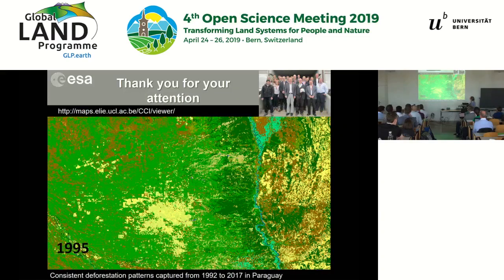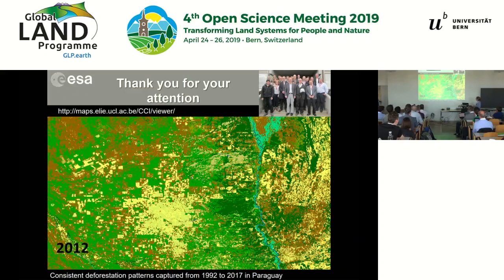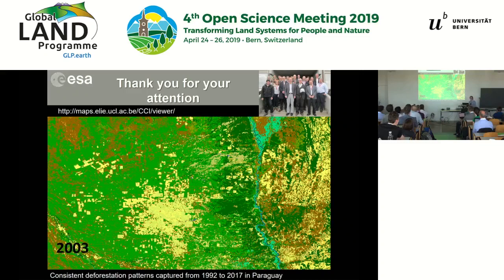So I want to thank you, and just to show you an example of the spatio-temporal consistency that we can achieve here for the deforestation patterns that are captured in Paraguay from 1992 to 2017.